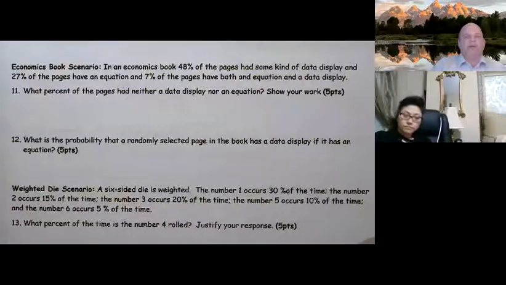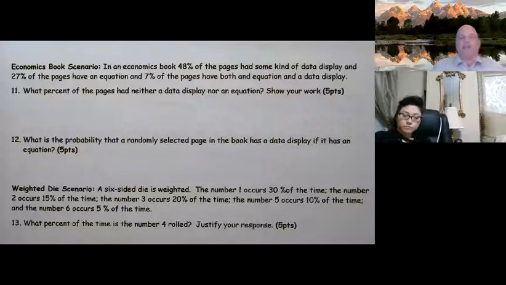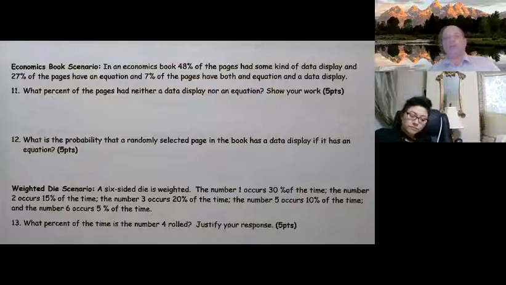In an economics book, 48% of the pages had some kind of data display, and 27% of the pages had an equation, and 7% had both an equation and a data display. What percent of the pages had neither a data display nor an equation?